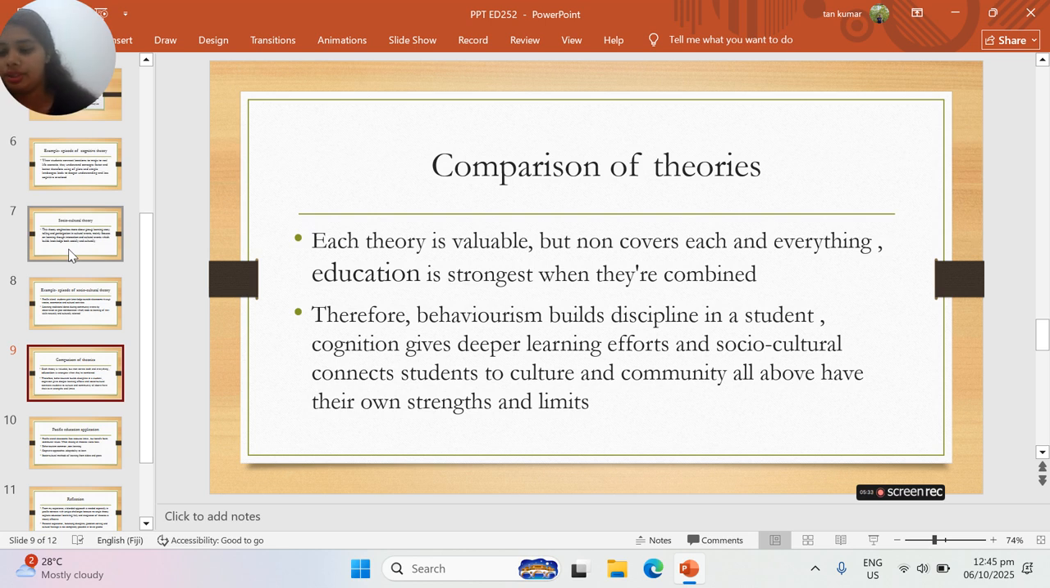Comparing these: each theory contributes something important. Each theory is valuable. None of them covers everything about education, but it's strong when they are all combined. Therefore, behaviorism builds discipline and recall, cognitive theory gives deeper learning efforts, and sociocultural theory connects students to culture and community. All have their own strengths and limits.